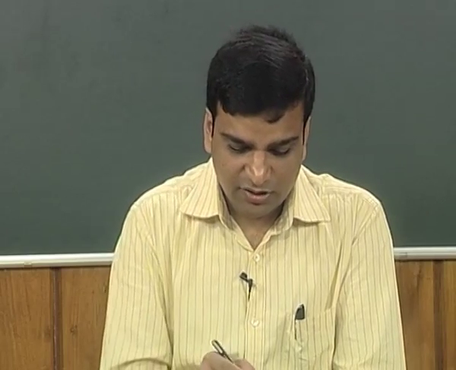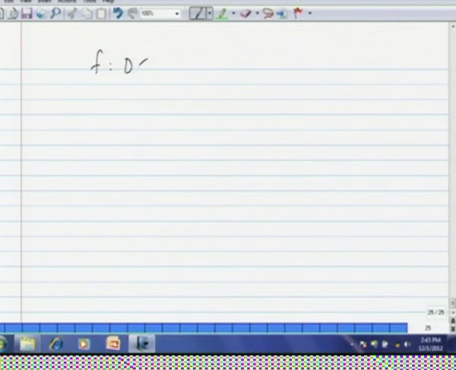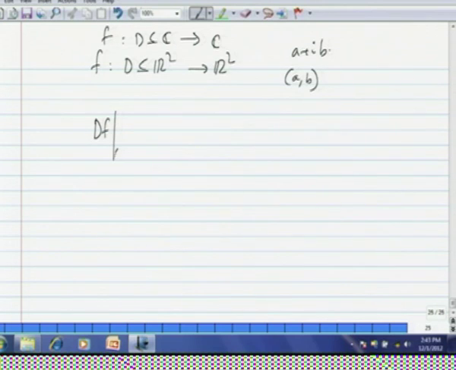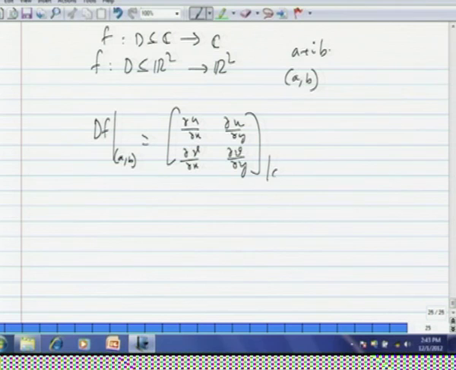Okay. So, early on we saw that f can be considered as a function from a subset of R2 to R2, if f is a function from a subset of the complex plane to the complex plane. Okay. And when f is differentiable at a point a plus I b, it is also differentiable at the point a comma b. Okay. And df at the point a b has the form dou u by dou x, dou u by dou y, and dou v by dou x, dou v by dou y. Okay. It is given by this matrix at the point a b.